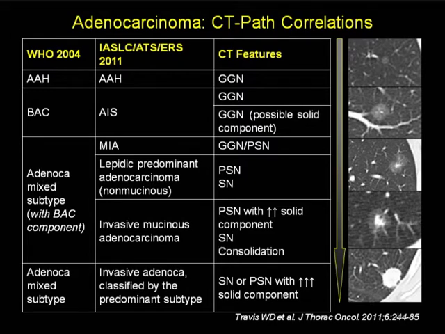The term bronchioloalveolar cell carcinoma has been replaced by adenocarcinoma in situ. And this on CT tends to present as a pure ground glass nodule, but it might have a solid component because of structural collapse within the lesion.